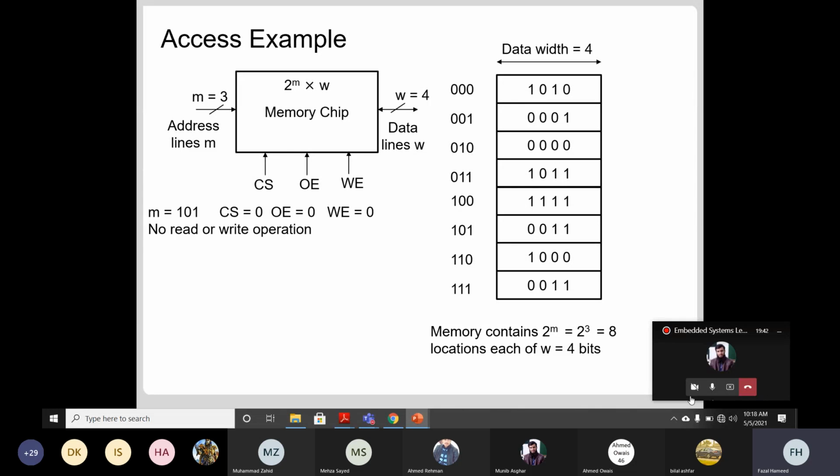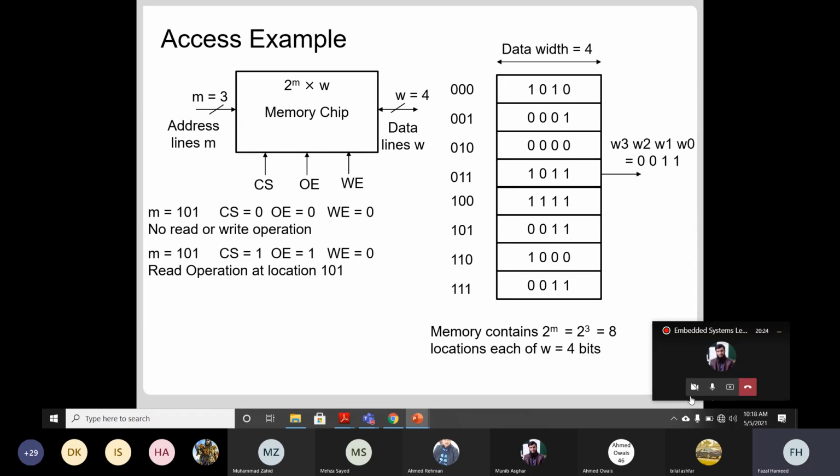Okay. Now the first possibility. When M is equal to 101, it means we want to perform an operation on 101, but the chip select is 0. So when the chip select is 0, what does it imply? There will be neither a read operation nor a write operation. Because the chip select is 0, you cannot perform any operation on the data, even if you provide an address. Okay. So what's the next possibility?